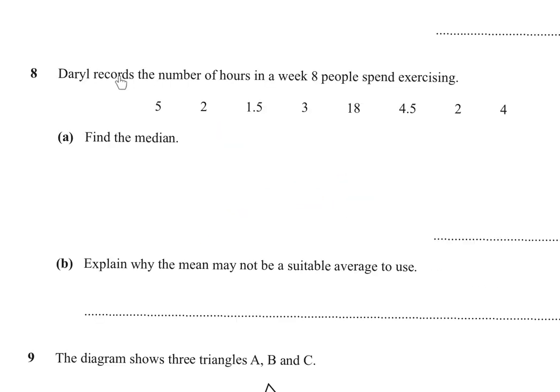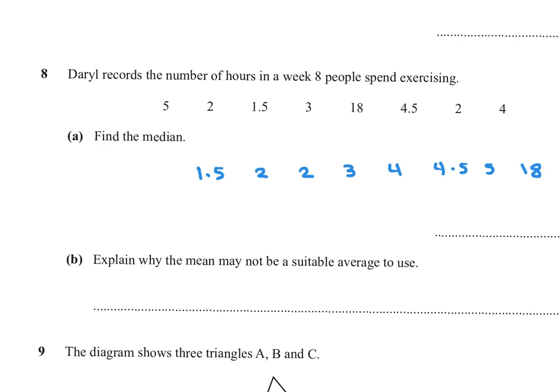Number 8, Daryl records the number of hours in a week 8 people spent exercising. Find the median. To find the median, you need to arrange them, then take the middle value. If we have an even number of values, we have 2 in the middle, so you need to add them, then divide by 2. So we need to arrange them first. The order: 1.5, then 2, 2, 3, 4, 4.5, 5, then 18.